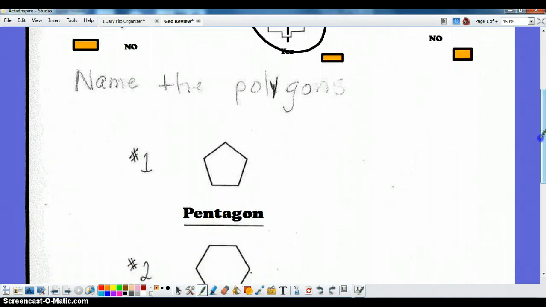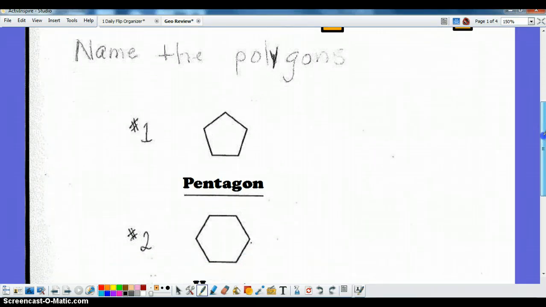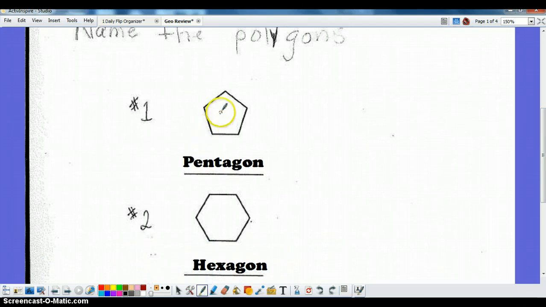A polygon is a shape that has at least three sides. Here are three examples of polygons that you see on your review sheet tonight. A pentagon, which has 5 sides, and I would label these because that's going to be helpful for the upcoming question. The hexagon has 6 sides. The way we remember that it's a hexagon is there is an X there, just like in the word 6.